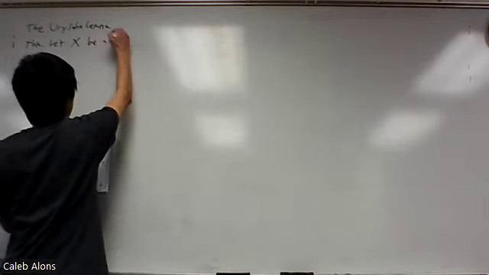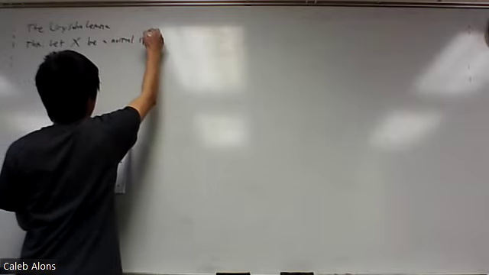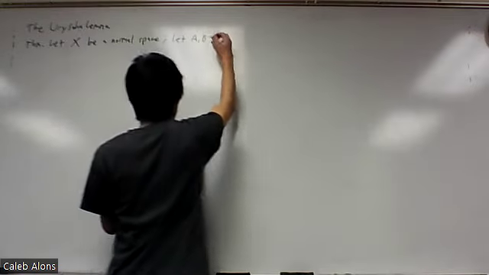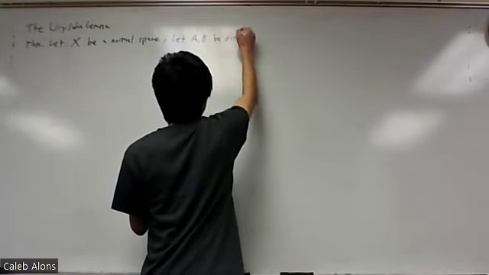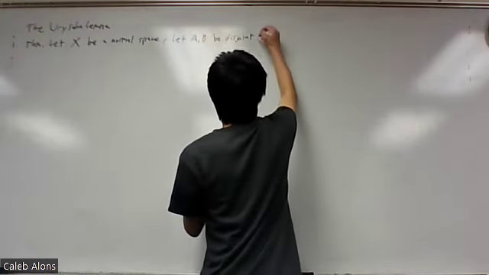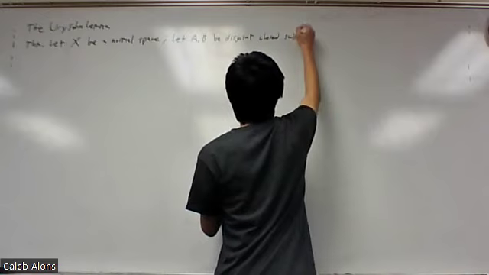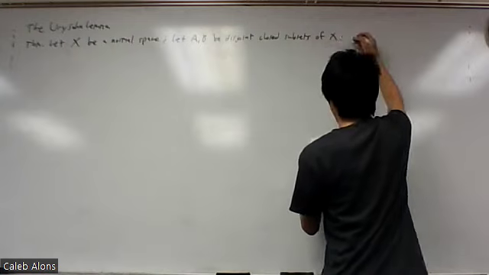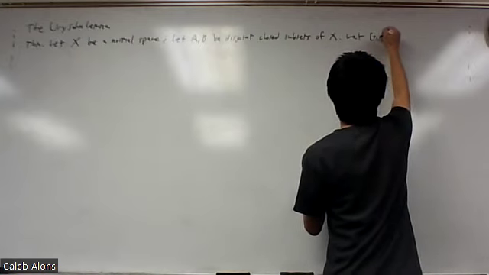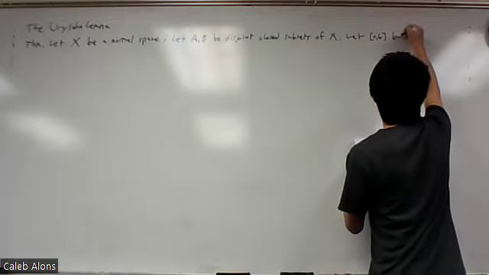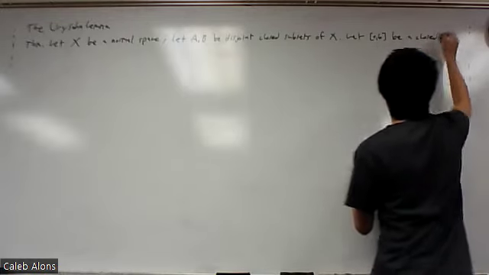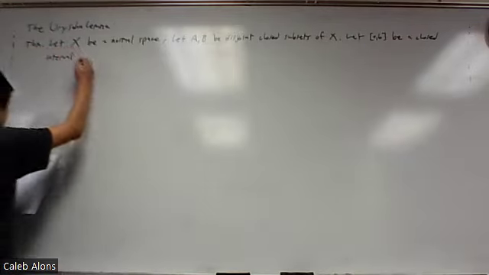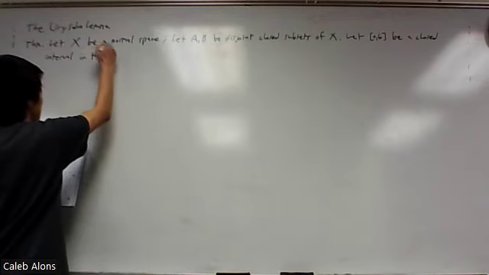Let X be a normal space, and then we're gonna let A and B be disjoint closed subsets of X. And then we're going to choose a closed interval [a, b], the closed interval in the real line.